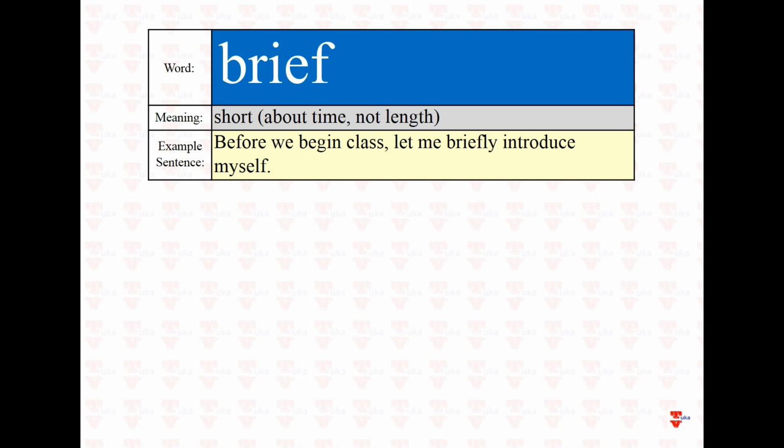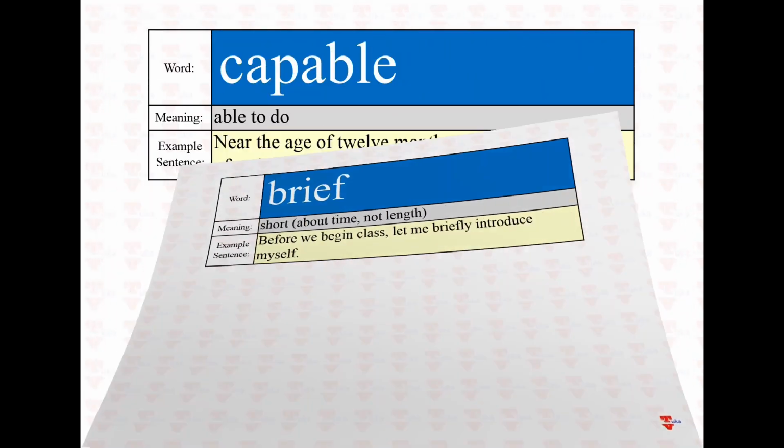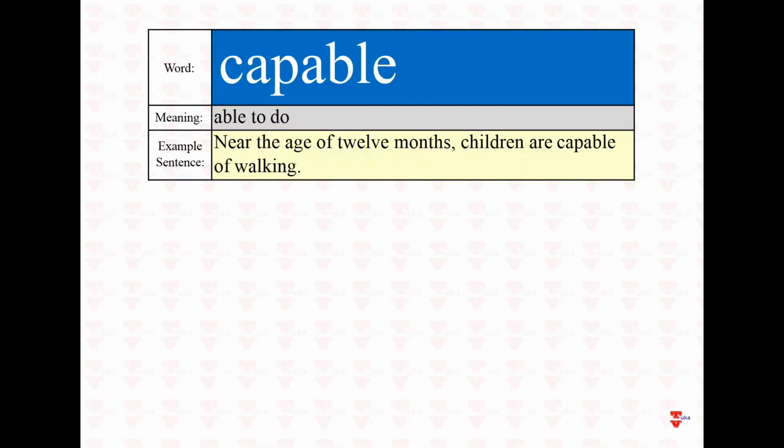Brief. Short, about time, not length. Before we begin class, let me briefly introduce myself. Capable. Able to do. Near the age of 12 months, children are capable of walking.